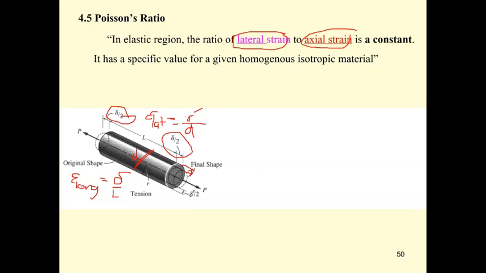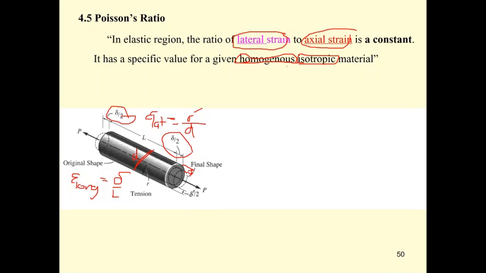The Poisson ratio has a specific value for a given homogeneous isotropic material. Homogeneous material is a material such as steel. It has the same molecules across its material. And isotropic means the property of the material is independent of the direction in which the force is applied.